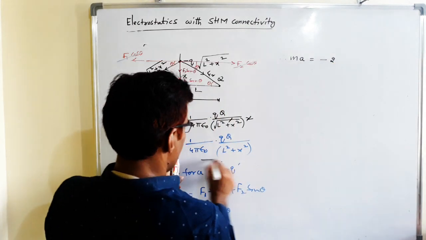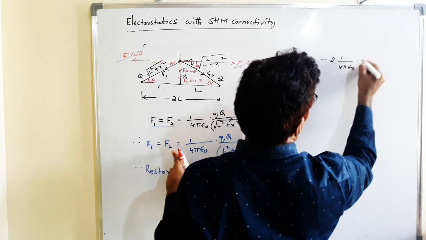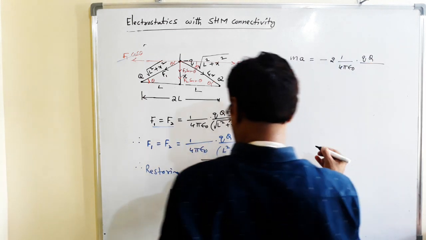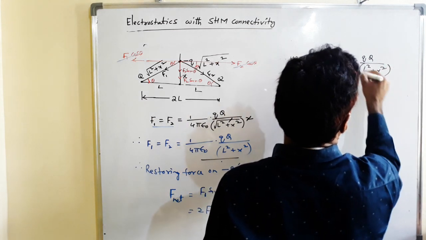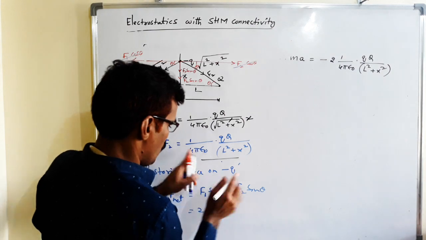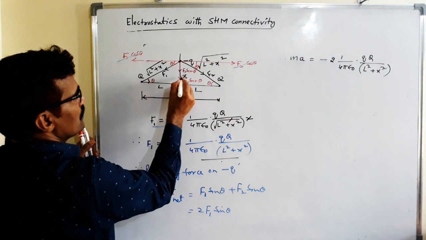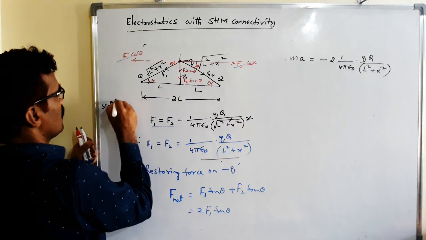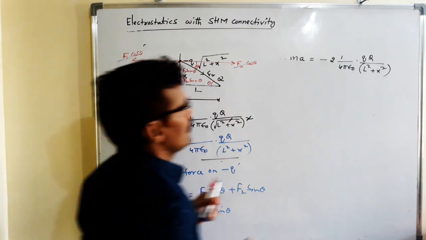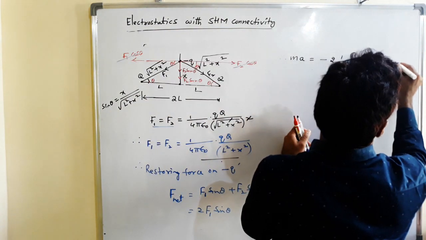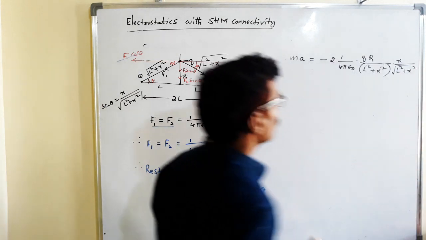F1 is nothing but this one: 1 by 4 pi epsilon naught QQ by L square plus X square. F1 is over. Sin theta from the figure. So this is the theta. Sin theta is equal to, students, X by under root L square plus X square. Therefore here X by under root L square plus X square.